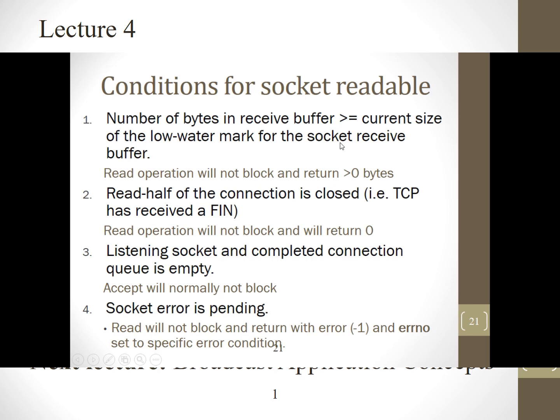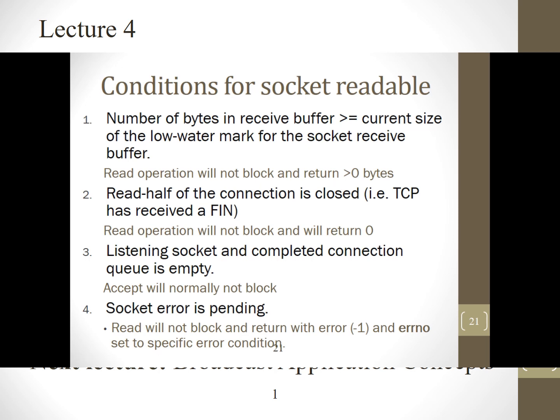So definitely if the data in the buffer is less than, not greater than, is less than the low water mark, the read operation will not work. It will be blocked. So when will it not be blocked? It will return with some bytes, not 0, when the receive buffer is greater than or equal to the current size of the low water mark. What is the other condition?